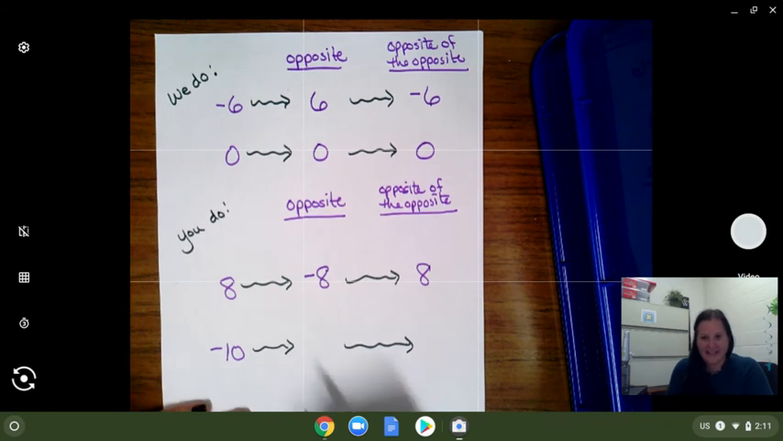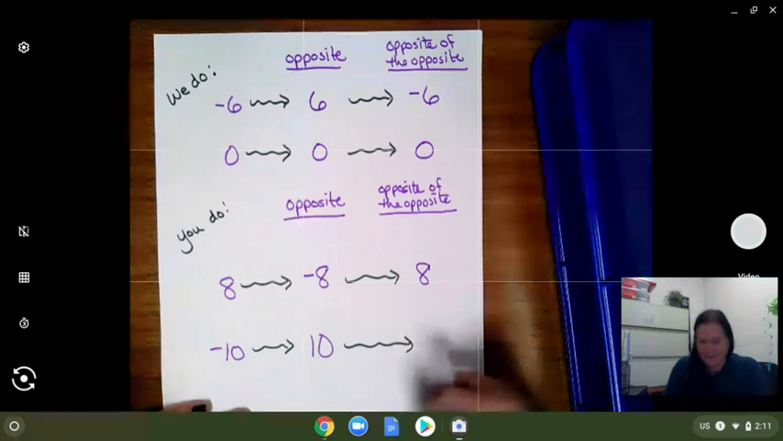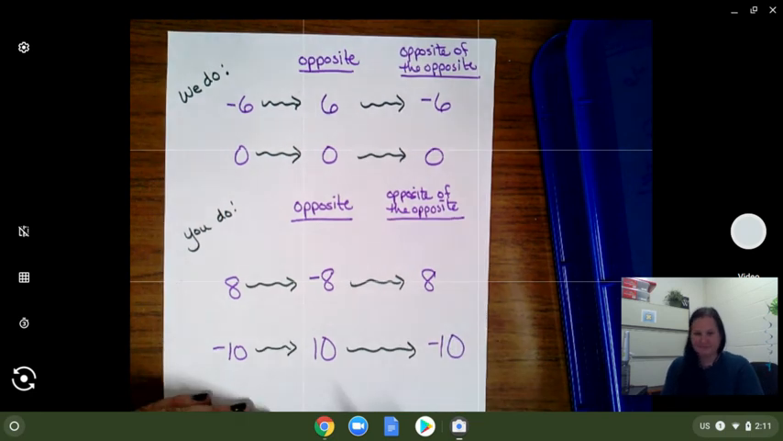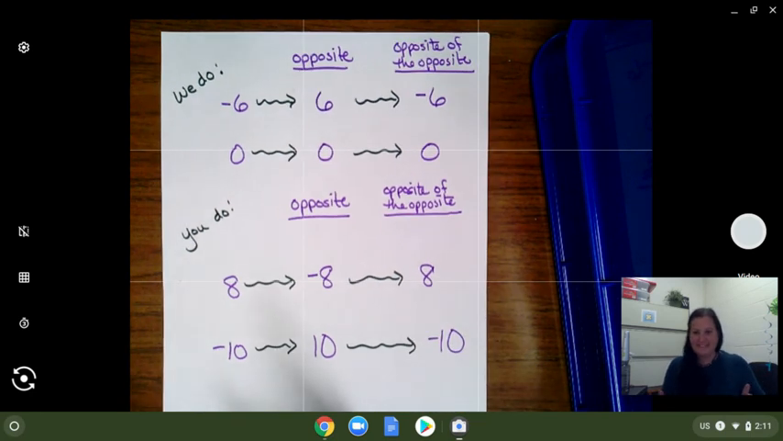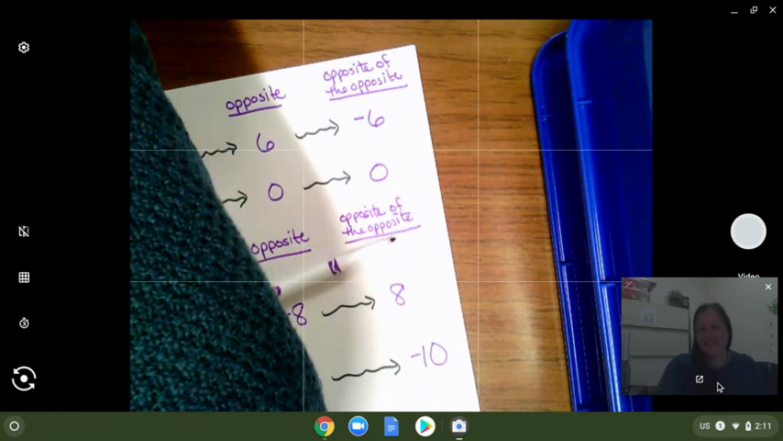Then we have a -10. The opposite of that is a +10. And then the opposite of this opposite is a -10. Seems pretty easy, but it is a good base of knowledge for what's coming up this chapter. You guys are going to do great today, so go ahead and start your assignment.